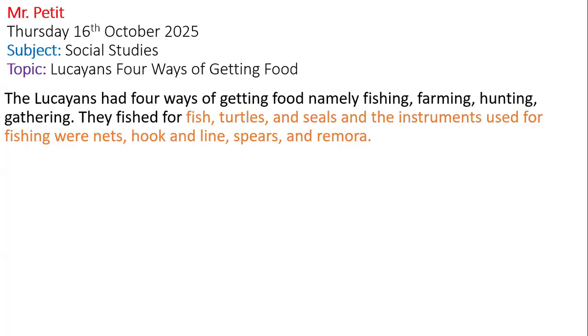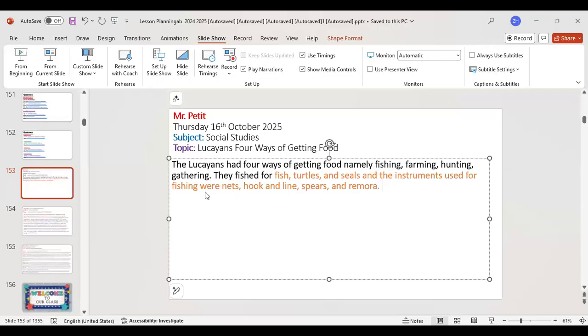Fishes. Fishes, very good. What else? Seals. Turtles. Seals and turtles, very good. And what are some instruments that they use for fishing? Nets. Remoras. Yes. Spears. Very good. Right. Spears. Hooks and line. Fishing nets. Yes, very good.